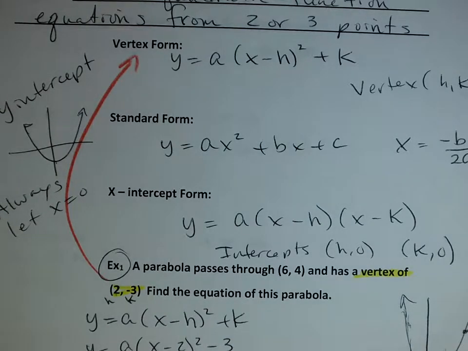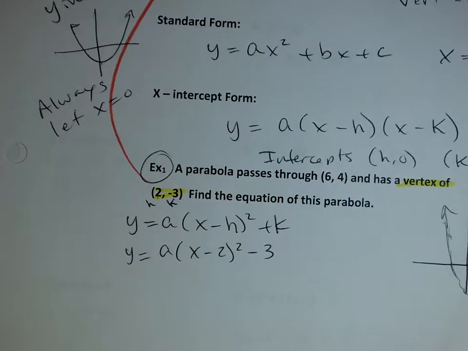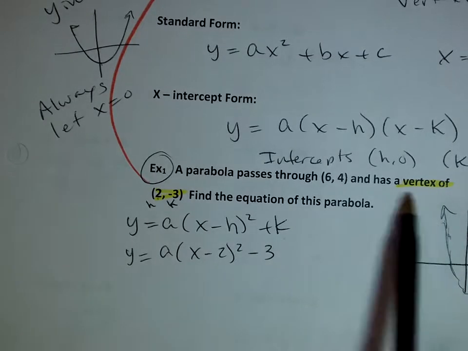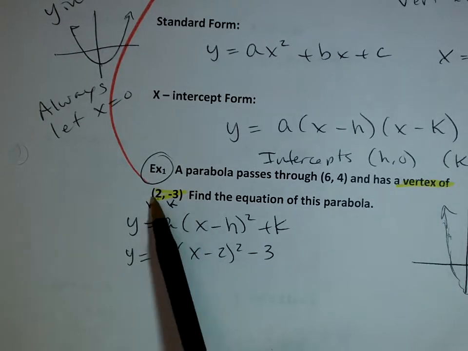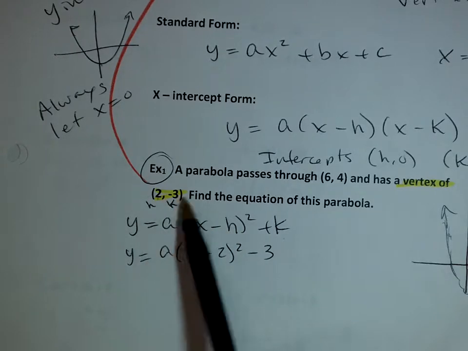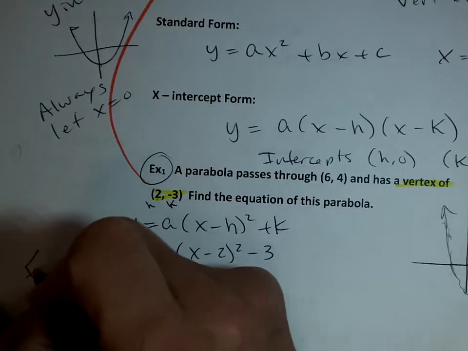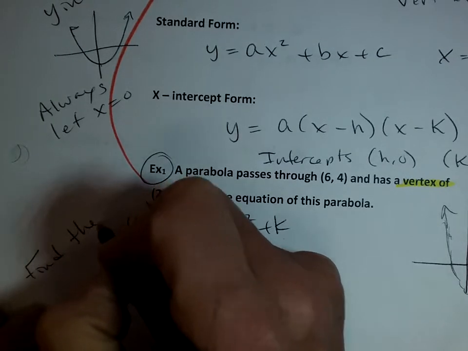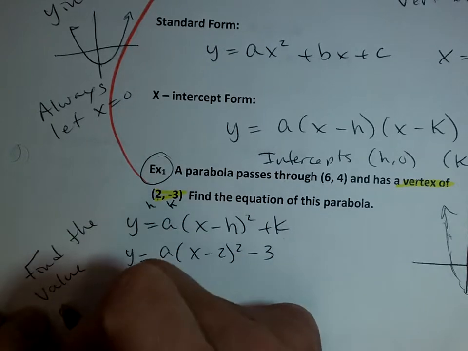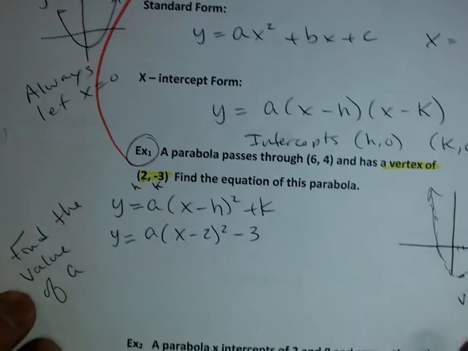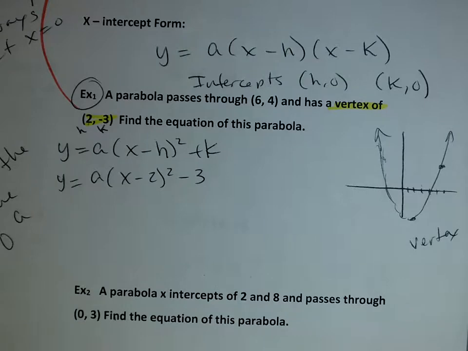So far, so good? All I did is, since I'm using vertex form, 2 and negative 3 are the vertex. So the 2 goes in for the h, and the negative 3 goes in for the k. So far, thumbs up? Now what I have to do is find the value of a.